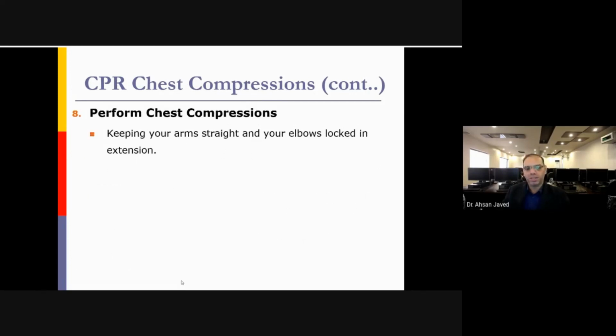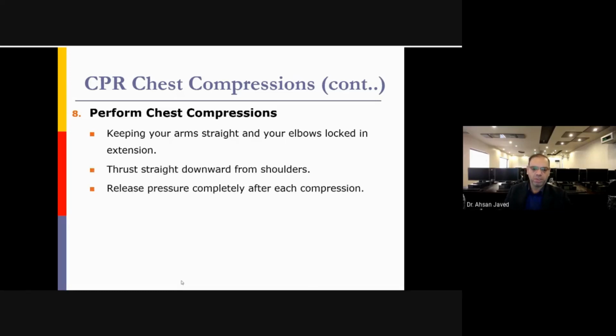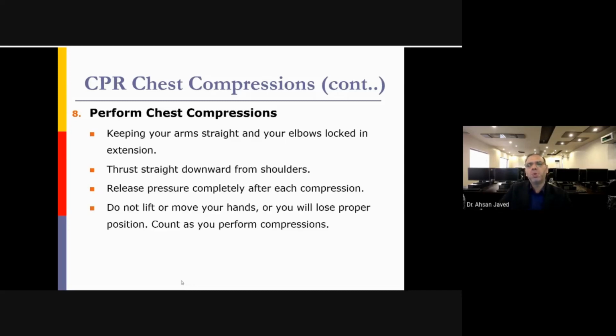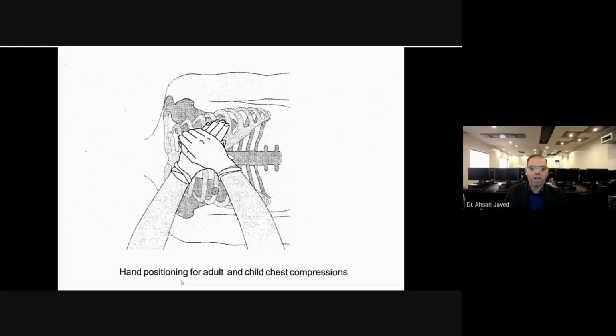To start with the chest compressions, keep your arms straight, your elbows locked into extension. Thrust straight downwards from the shoulders. Release the pressure completely after each compression, but do not lift your hands from the chest, because then you will lose the compression site. So just lift off the pressure, but do not lift off your arm. So this is a graphical presentation.